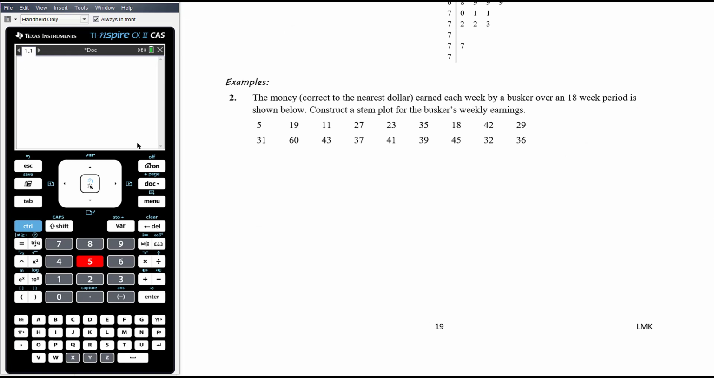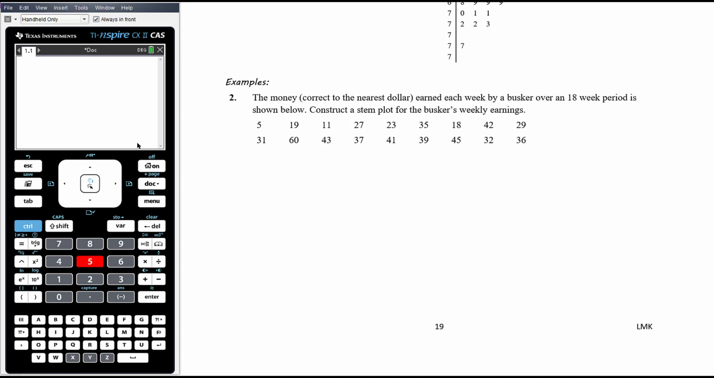Here we have: the money, correct to the nearest dollar, earned each week by a busker over an 18-week period is shown below. So this is telling us we have 18 pieces of data. 1, 2, 3, 4, 5, 6, 7, 8, 9 columns by 2 certainly confirms 18 pieces of data. Okay, construct a stem plot for the busker's weekly earnings.